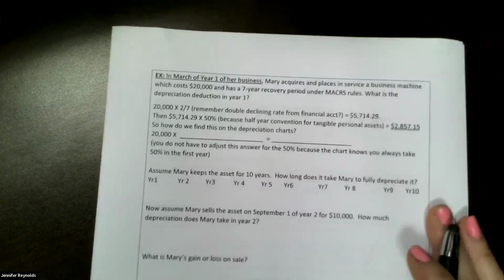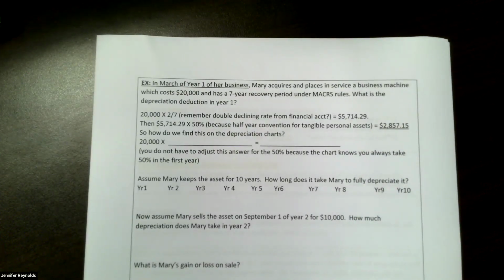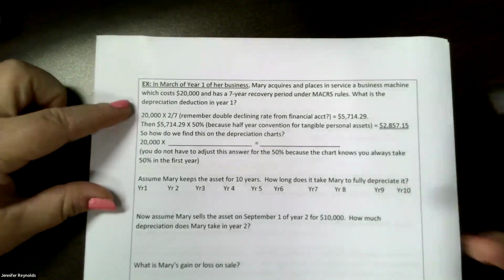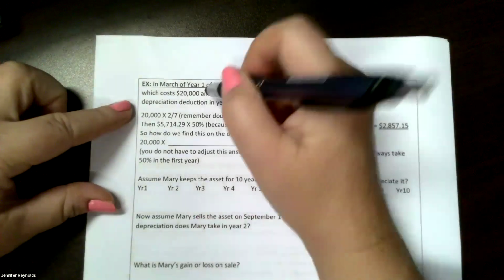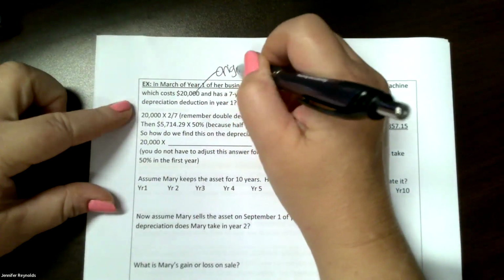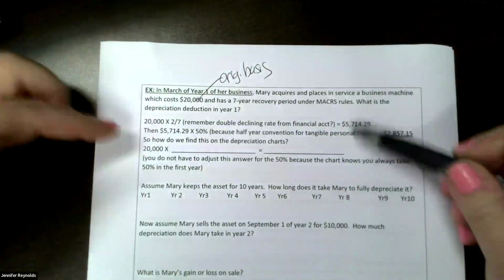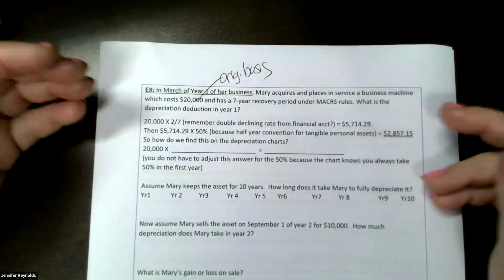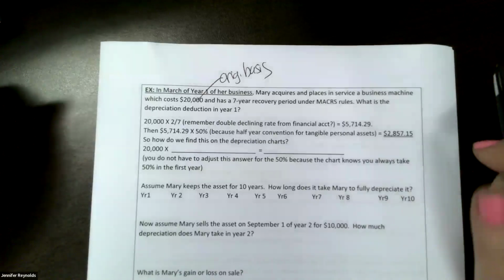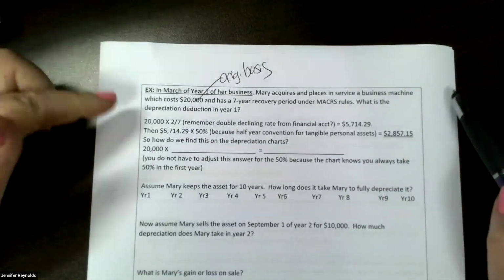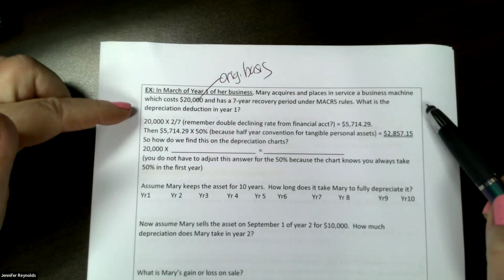Let's work our first real problem. In March of year 1 of her business, Mary acquires and places into service a business machine, which cost her 20 grand. We call that the original basis, right? I didn't throw anything extra into this problem. I should have. She paid sales tax, shipping, installation, whatever. We'll do more of that in chapter 14. What is the depreciation deduction in year 1?